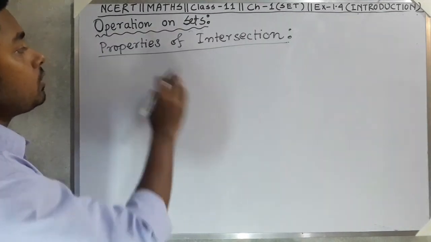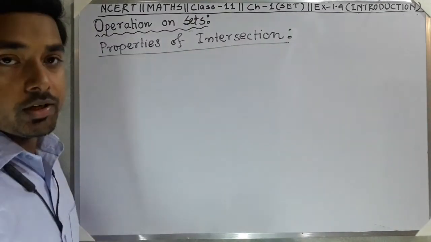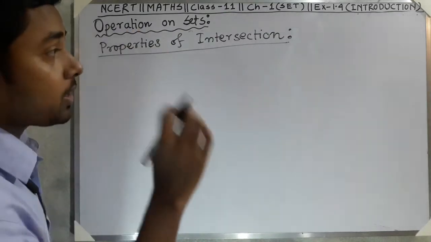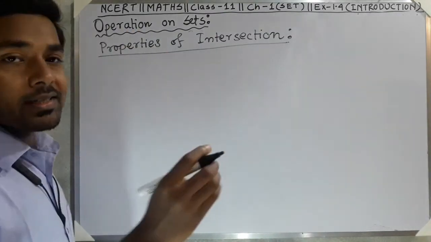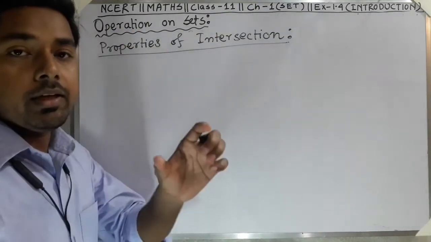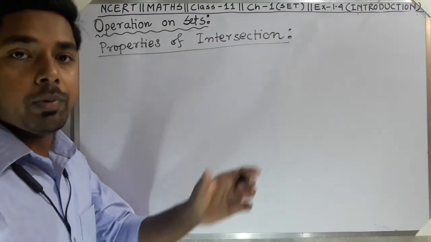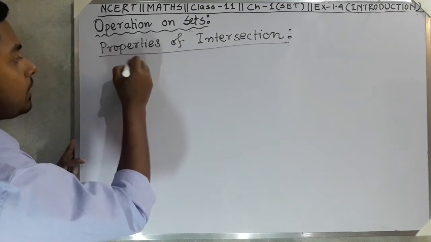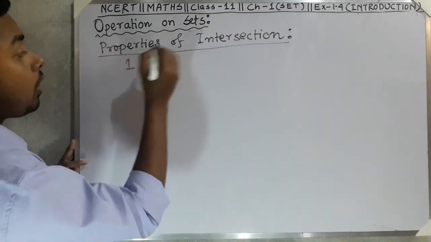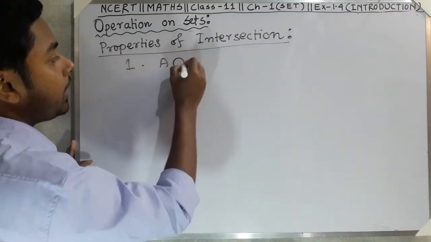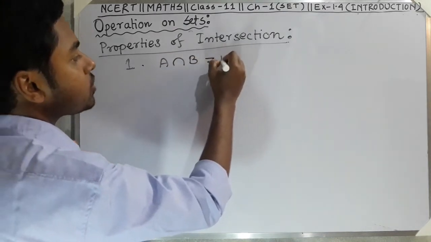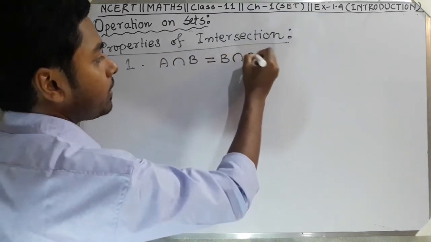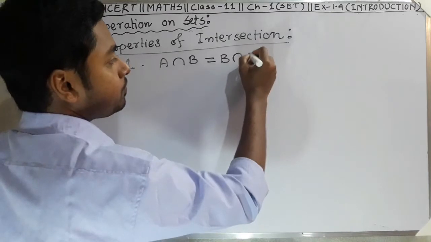Now we will learn about the properties of intersection. Okay, what are the properties of intersection? The properties, as we have done for the union, same properties we are having here also. So the first property is the commutative property. That means A intersection B is equals to B intersection A. Now do check it.